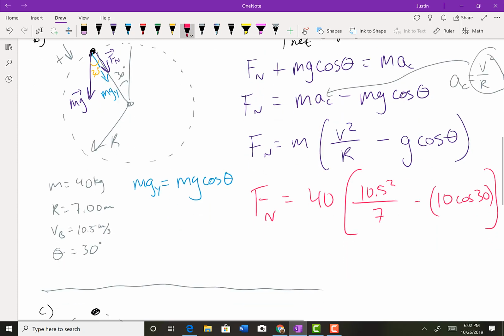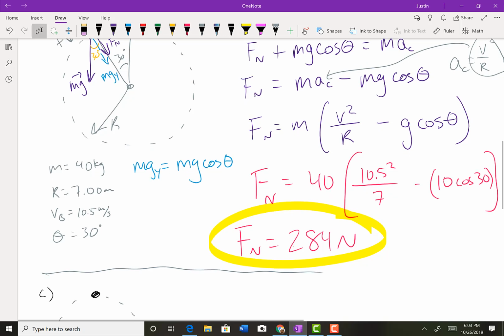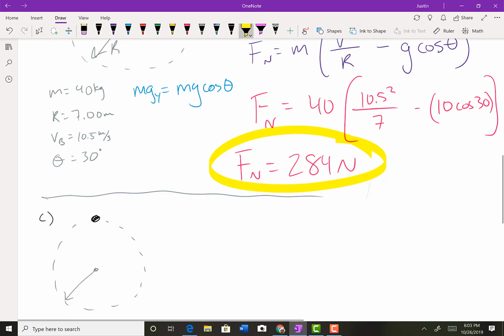All right, let's calculate that and see what we get. So Fn equals, holding my breath, 10.5 squared divided by 7, and then minus 10 cosine 30, which is about 11. Times 40, and I'm getting about 284 newtons. Got it. And it's a little bit bigger than the Fn up there. Well, it's going faster, so that kind of makes sense.